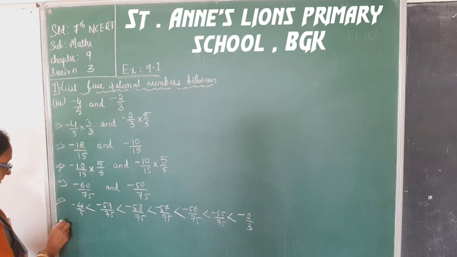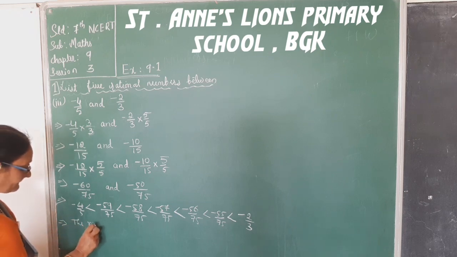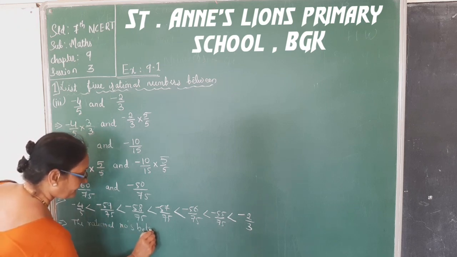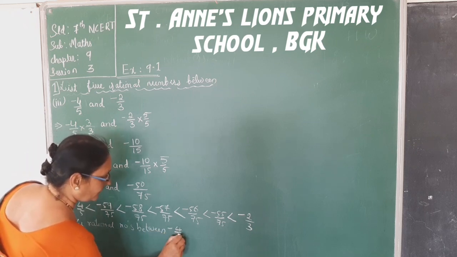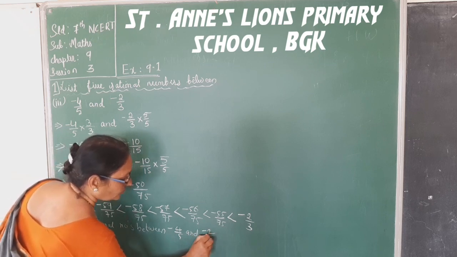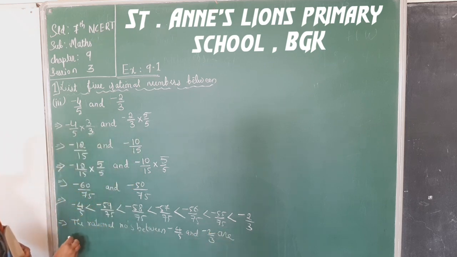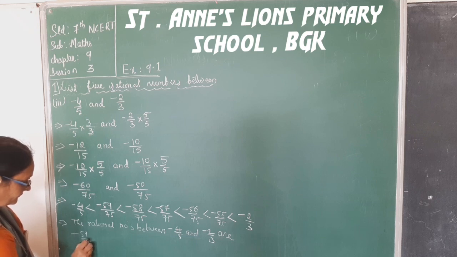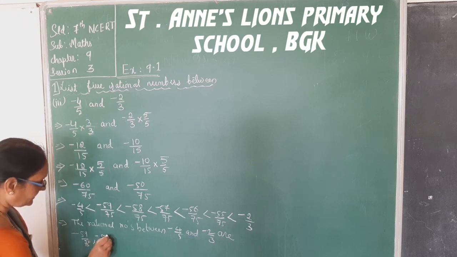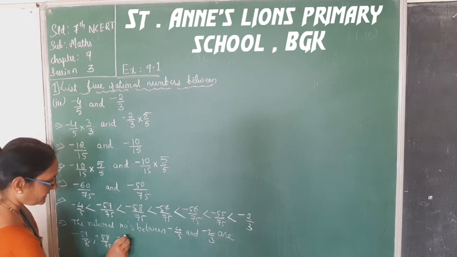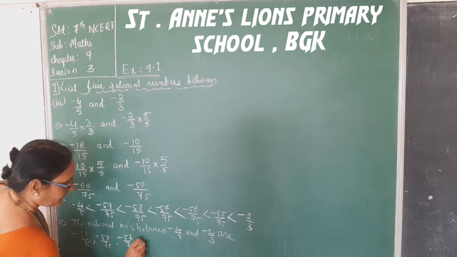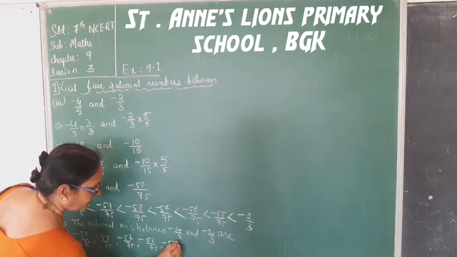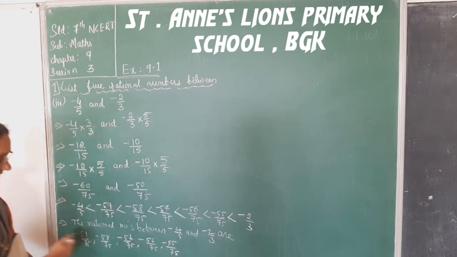So therefore this implies that the rational numbers between minus 4 by 5 and minus 2 by 3 are minus 59 by 75, minus 58 by 75, minus 57 by 75, minus 56 by 75, minus 55 by 75. This even in the next step you can simplify and write.